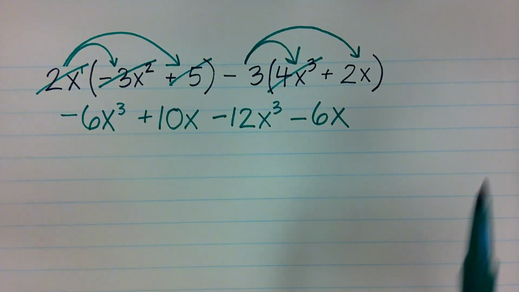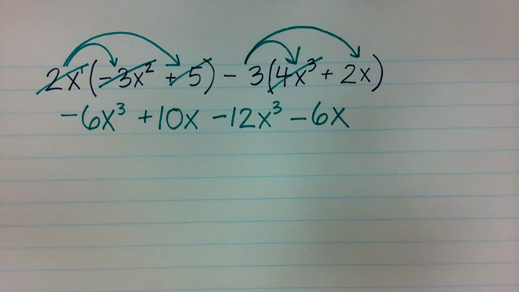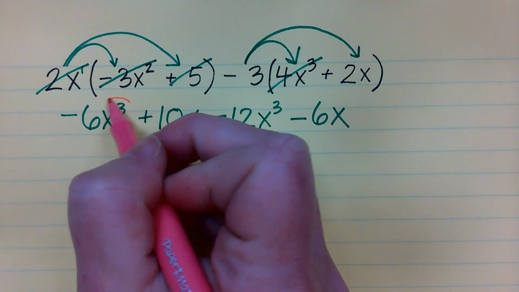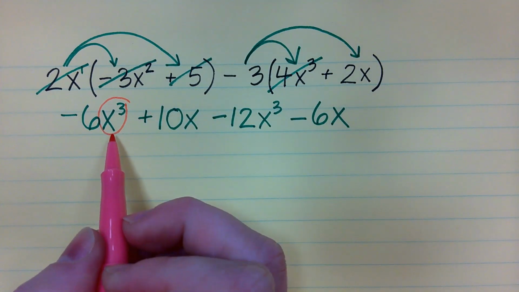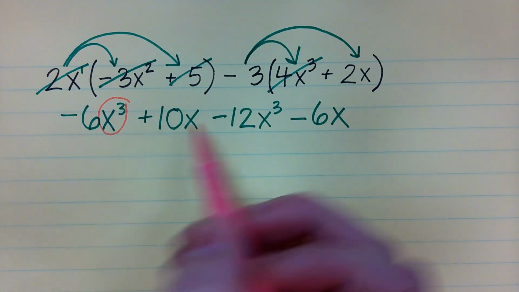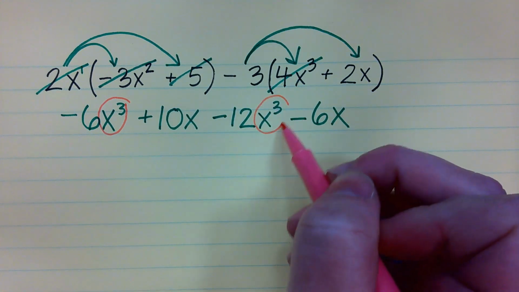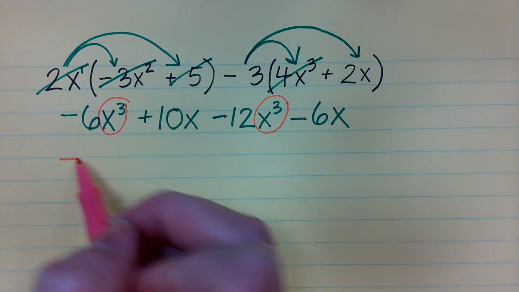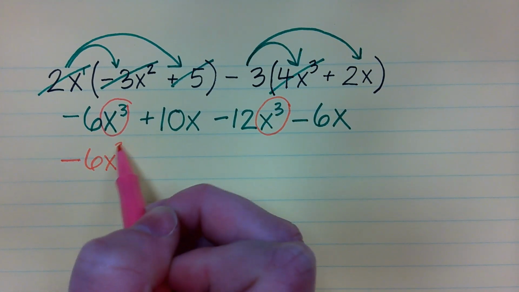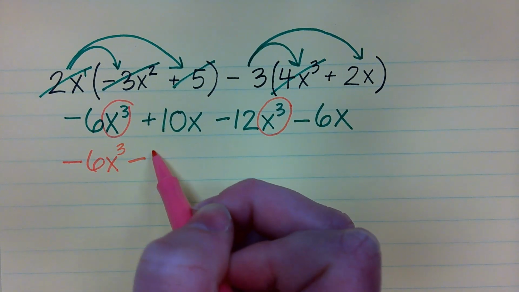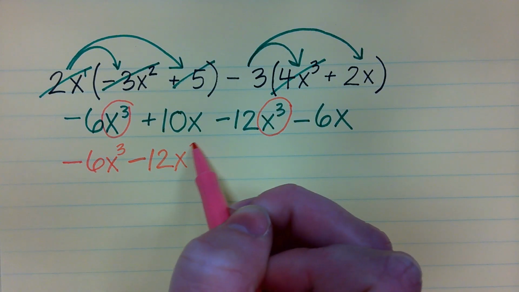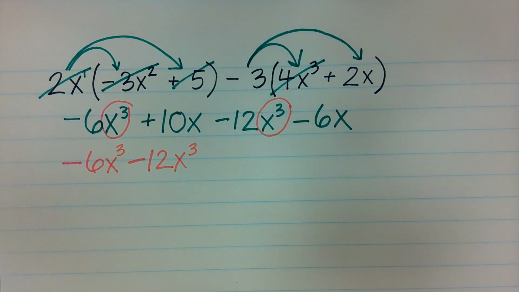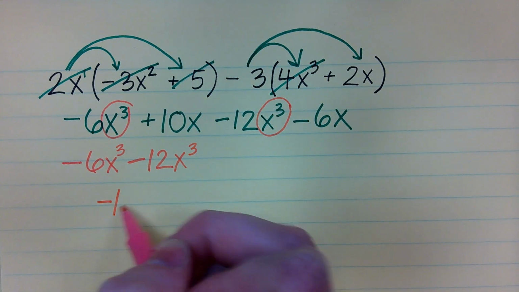So first of all, let's figure out what our like terms are. We've got a negative 6x cubed and a negative 12x cubed. Those have the same variable and exponent. So what is negative 6x cubed minus 12x cubed? Yes, negative 18x cubed.